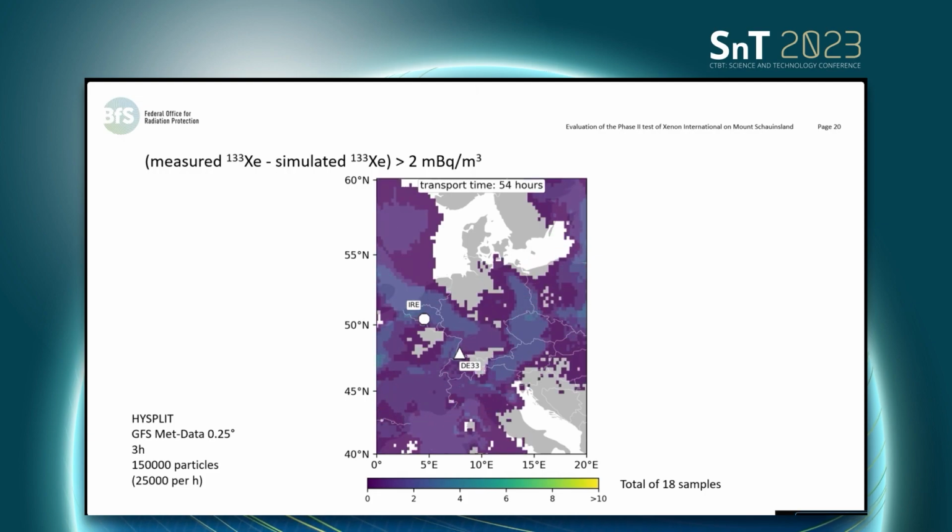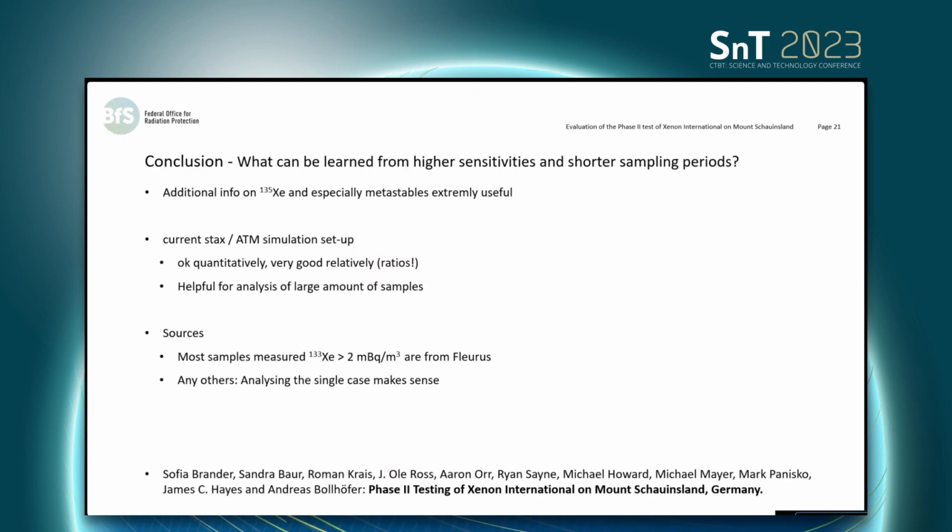With this, I come to my conclusion, and we're quite happy we were able to do this test phase on Mount Schauinsland because we gained a lot of information. And in general, it's very nice to have all these additional isotopes. About our current STUX ATM setup, it's okay quantitatively, but the ratios turn out really well. And that's very helpful to analyze this large amount of data that we are confronted with now.